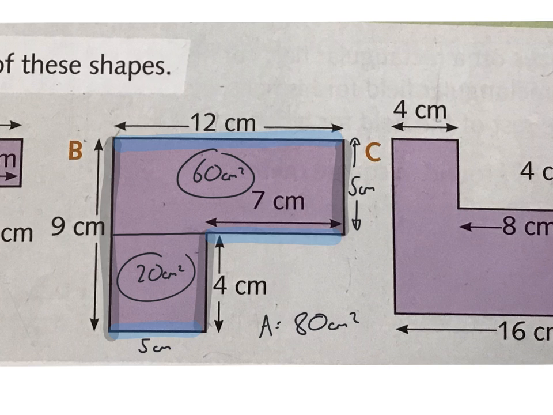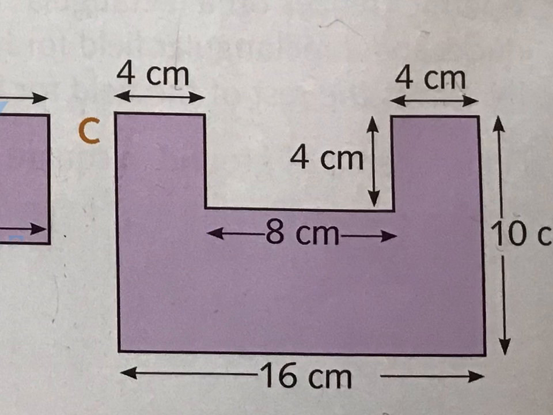Again, it doesn't matter which method you used. You could also have split the shape vertically here, or you could have dragged the corner out. In any case, you will have got 80 centimetres squared for that if you've done it accurately.